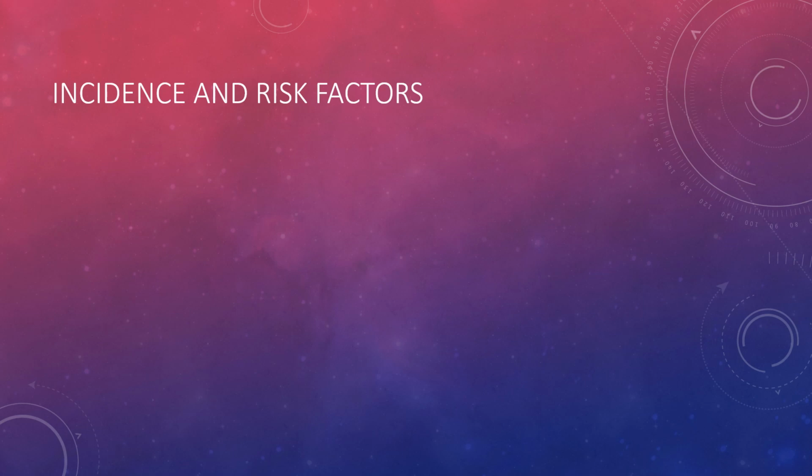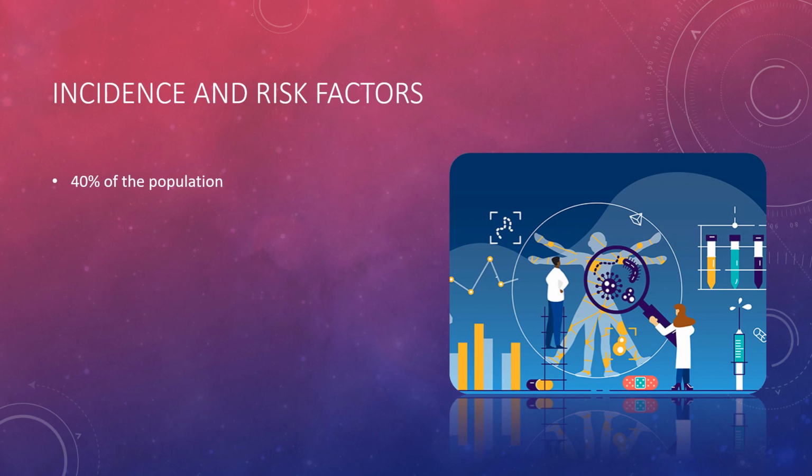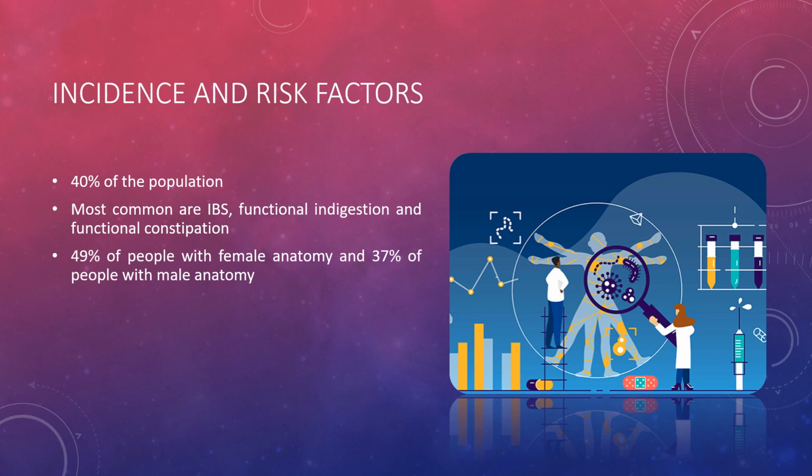Functional gastrointestinal disorders affect up to 40% of people at any one point in time. IBS, functional indigestion, and functional constipation are among the most prevalent functional gastrointestinal disorders. 49% of women reported at least one functional gastrointestinal disorder, compared with 37% of men.